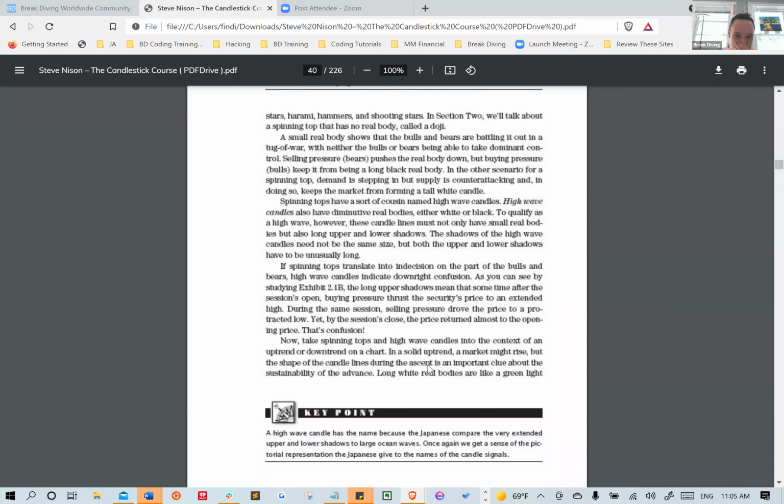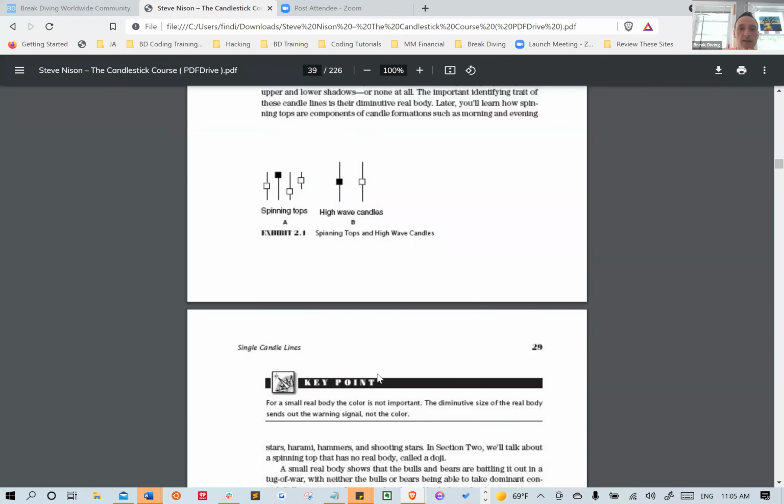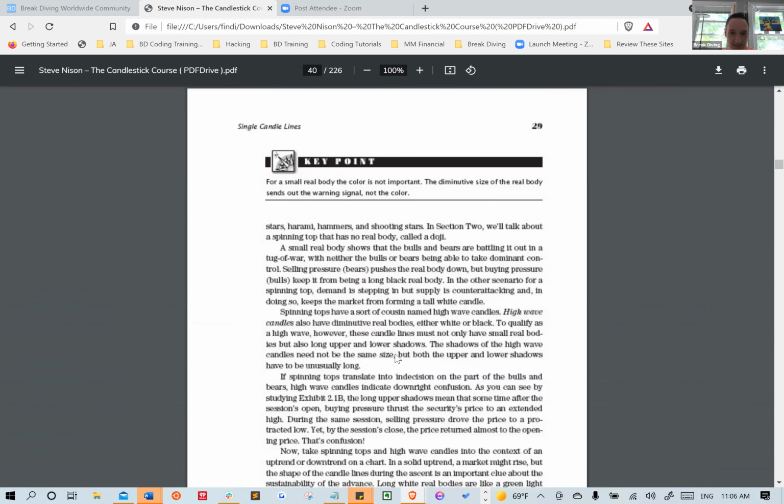Now take spinning tops and high wave candles in the context of an uptrend or downtrend on a chart. So let's just see. If we see a spinning top or high wave candle, I'm just guessing, let's say we have an uptrend, and then all of a sudden we have a spinning top or a high wave candle. That's showing that something's going on with that uptrend. It might continue to go up, but it might start to drop. So be cautious. Let's see if that's what he says.